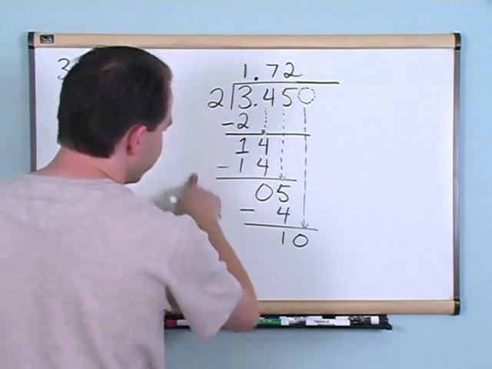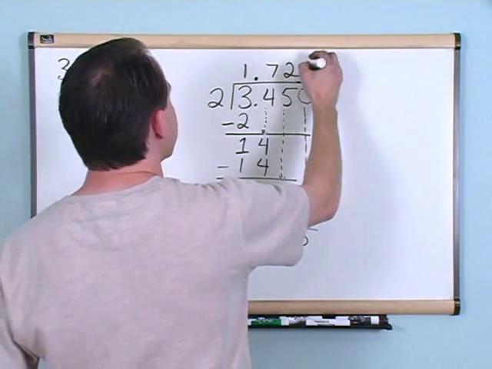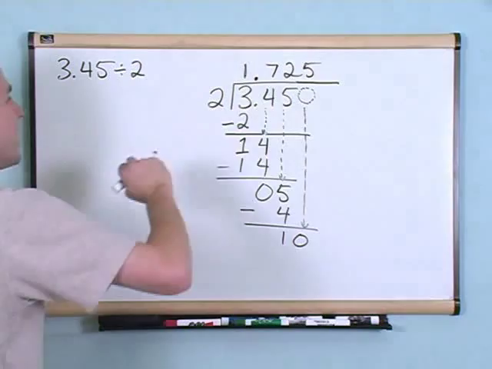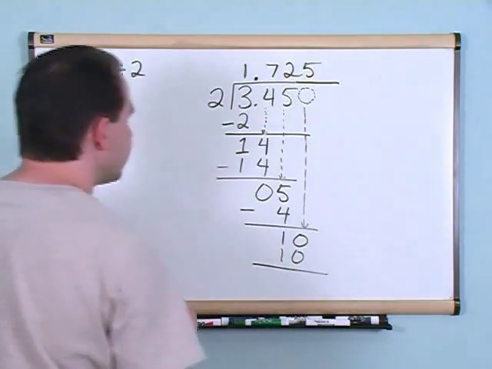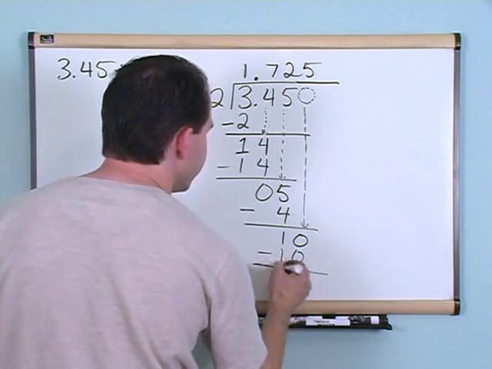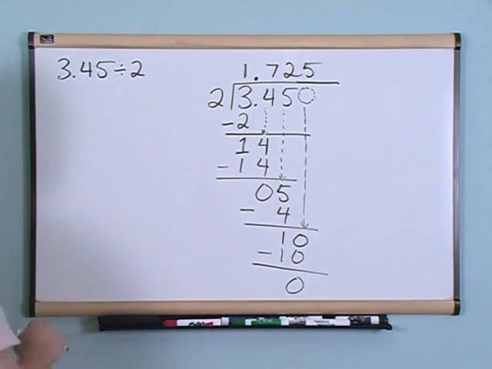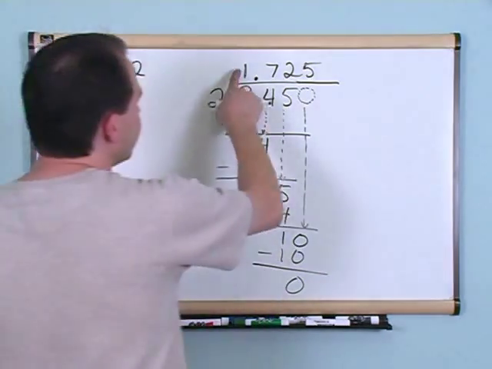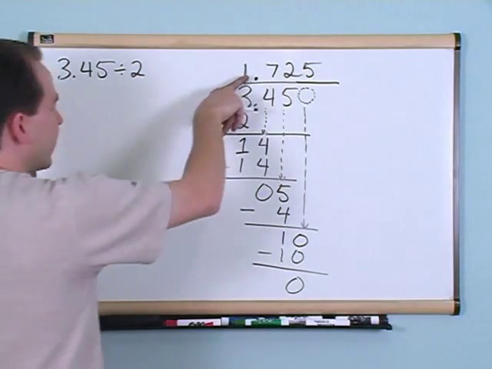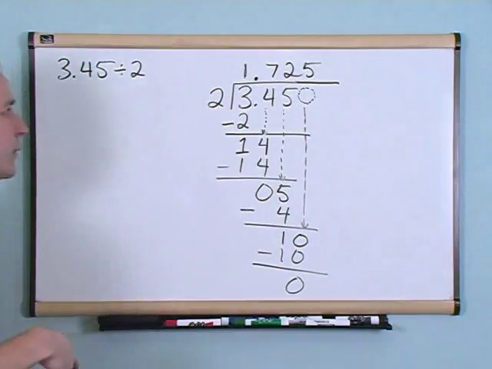And we ask ourselves, can 2 be divided into 10? The answer is yes. It can go 5 times. 5 times 2 gives you 10, okay? And 10 minus 10 gives you 0. And since you have nothing else left down here, and you have no more digits up here and nothing more to drag down, you're done. You've filled out as many digits as you can. The answer is going to be 1.725, okay?